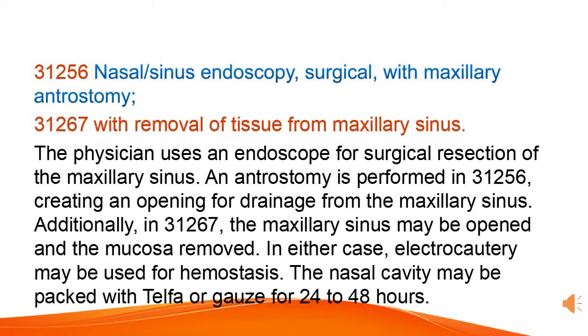Nasal/sinus endoscopy, surgical, with maxillary antrostomy. With removal of tissue from maxillary sinus. The physician uses an endoscope for surgical resection of the maxillary sinus. An antrostomy is performed in 31256, creating an opening for drainage from the maxillary sinus. Additionally, in 31267, the maxillary sinus may be opened and the mucosa removed. In either case, electrocautery may be used for hemostasis. The nasal cavity may be packed with Telfa or gauze for 24 to 48 hours.